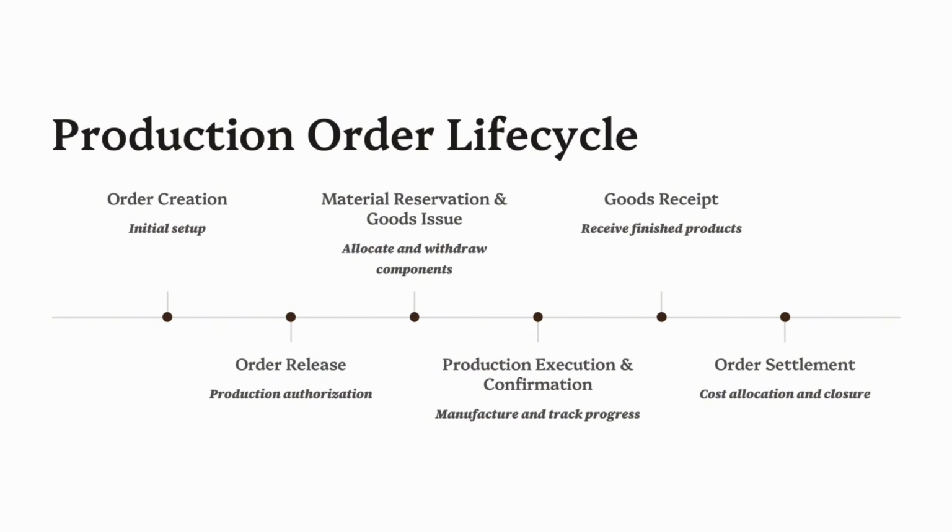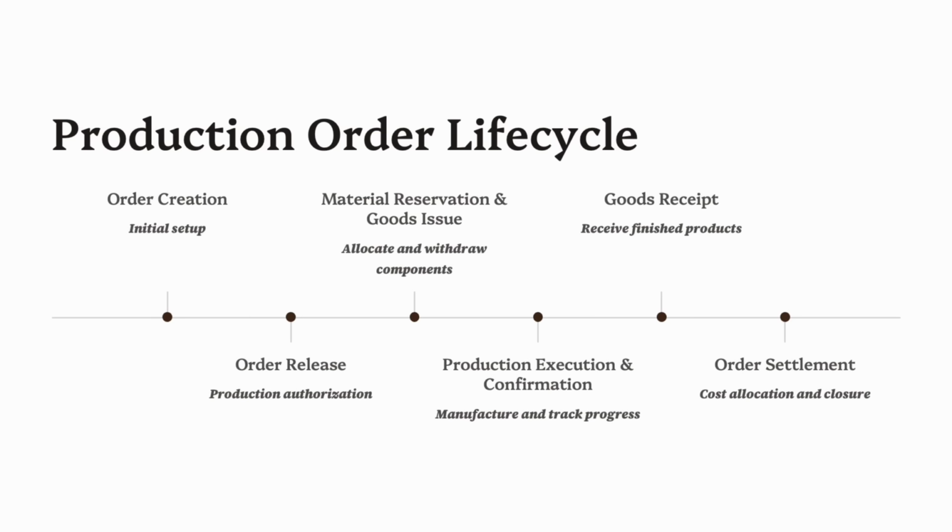5. Goods receipt of finished product. Once production is finished, the order is confirmed as complete. A goods receipt is posted in MM. The finished product is added to stock, ready for sale or further processing. 6. Order settlement. At the end, costs collected on the order, materials, labor, overhead, are settled to cost objects in FI/CO. This ensures financial transparency and proper cost accounting.